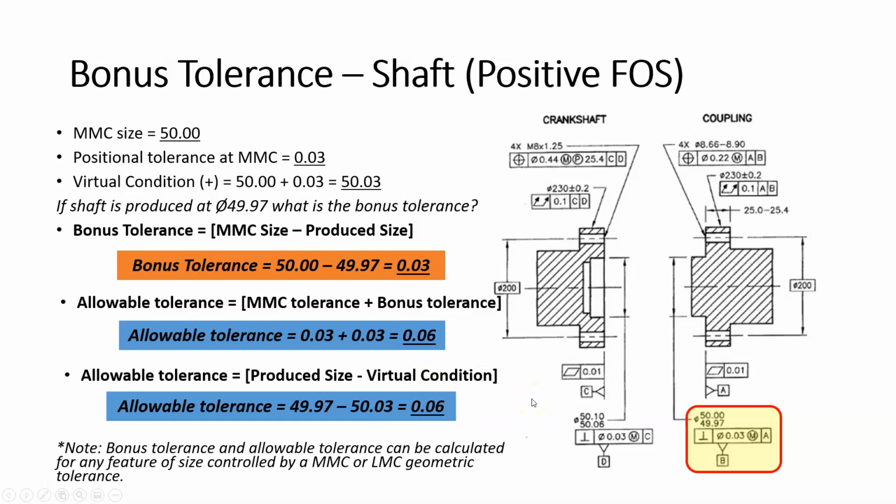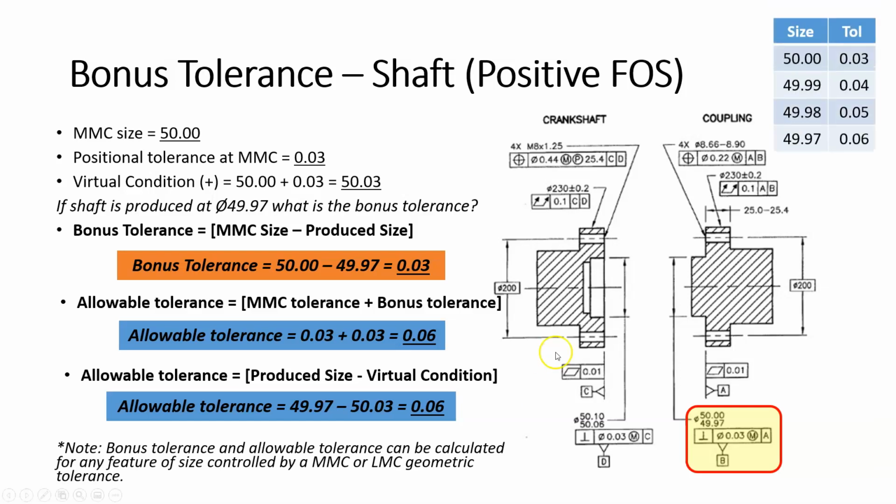If you like the idea of using tables to do these calculations, there's your table right there. We start at the MMC size and go all the way to the LMC size, least material condition size. The tolerance changes as we go. We start at 50 and 0.03, that's given, and as we decrease the size of our cylinder, the tolerance increases by an equal amount. And there's our bonus tolerance and allowable tolerance right there.